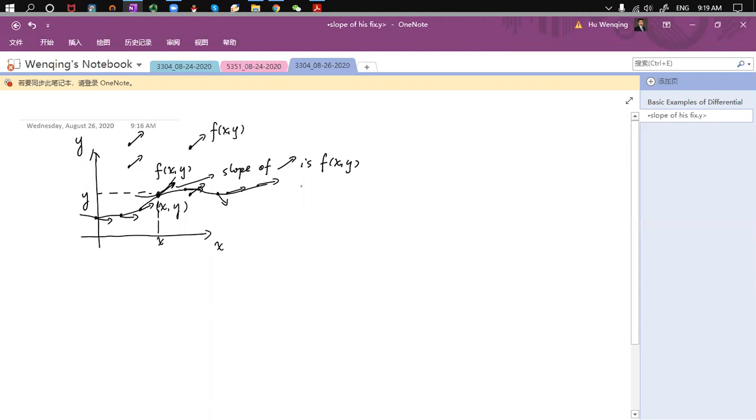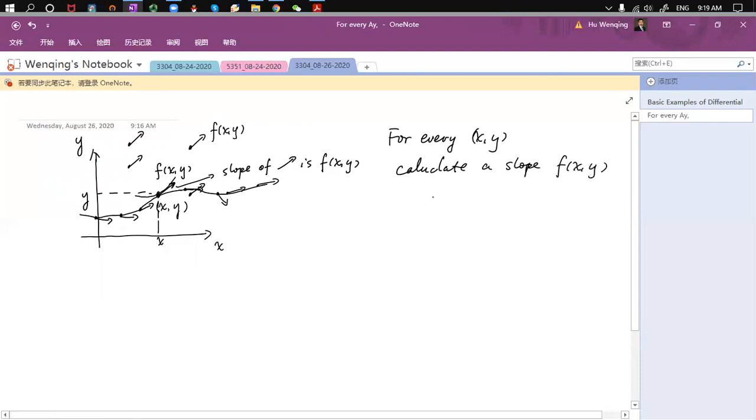So in such a way, for every point xy, calculate the slope, which is given by f(x,y). And once the slope is given, we're going to draw an arrow starting from point xy with the slope f(x,y). We have such an arrow. Now for all the different points x and y, when all these arrows are given, such a field, it means that for every point xy there is going to be an arrow given, and such a field is called a slope field.